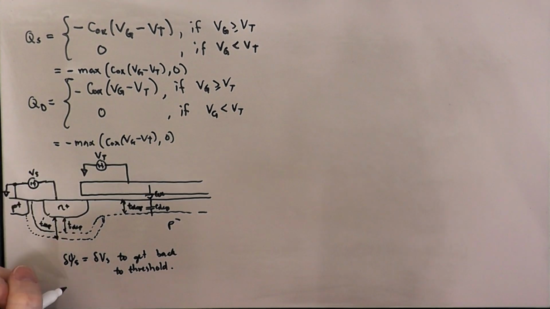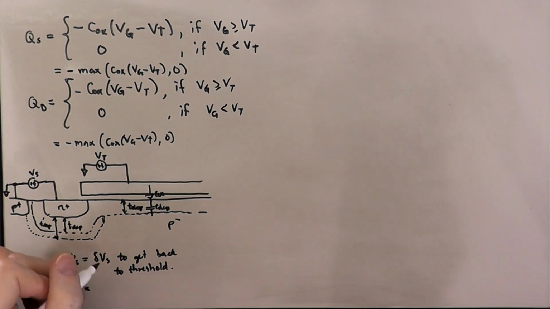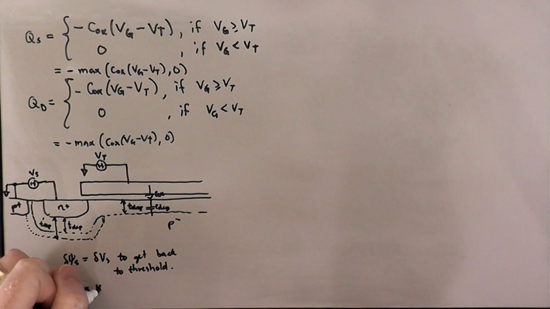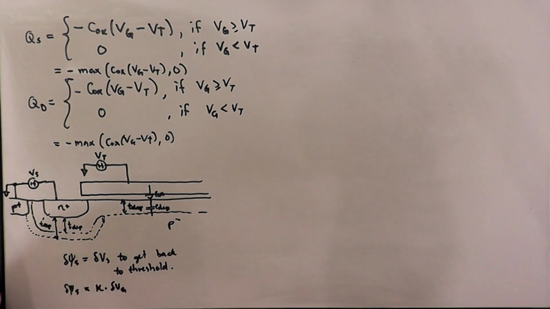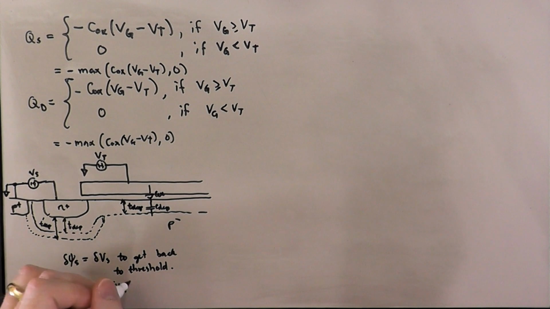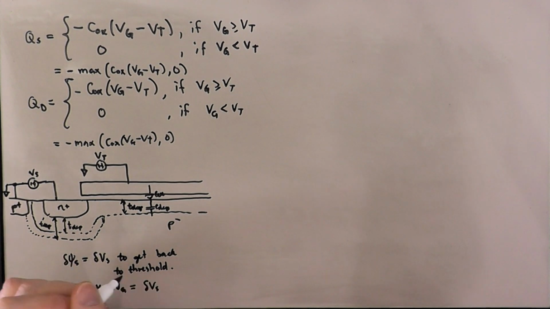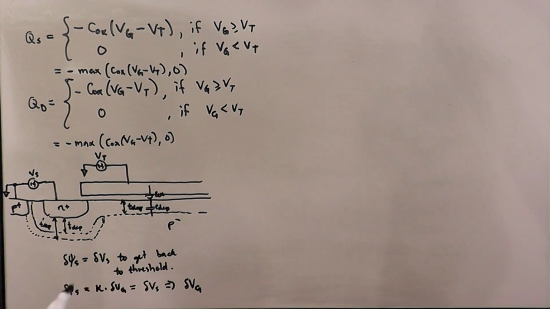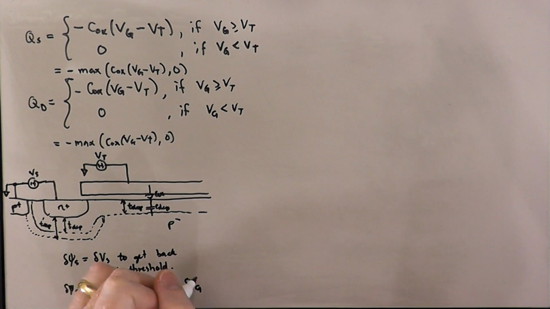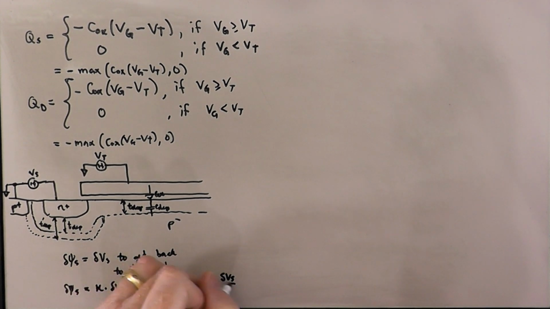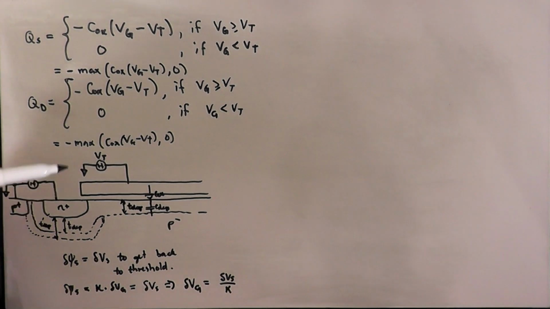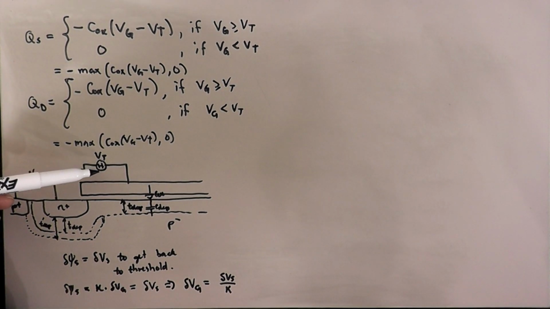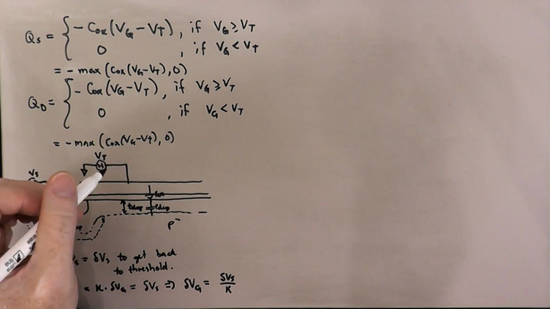And so delta psi s, we said on Friday, was equal to kappa times delta Vg. And so that means, if we set that equal to delta Vs, that the delta Vg that we need to put in to get back to threshold is going to be equal to delta Vs over kappa. So we have to move the gate by 1 over kappa times as much as we move the source to get back to the same.